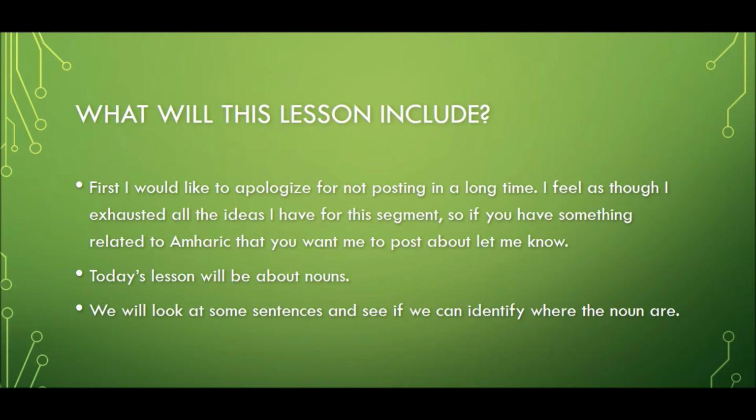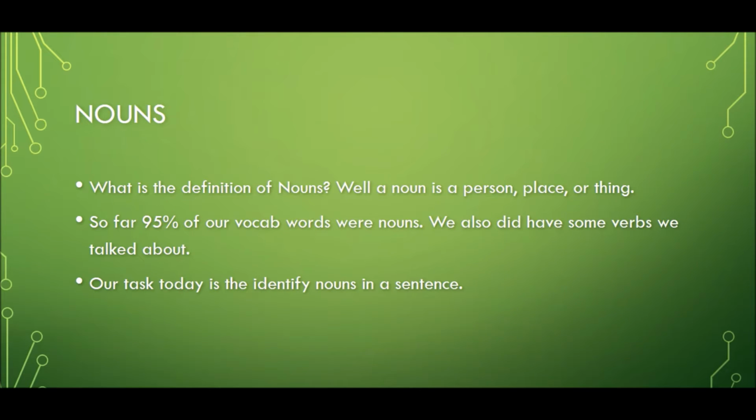So like I said before, today's lesson is going to be about nouns. We will be looking at some sentences. I've already talked about this, so I'm just going to skip that and get to the lesson. So first, before we try to identify what nouns are, I'm sure a lot of you know what nouns are, but for those who don't, a noun is a person, place, or thing. So far, 95% of our vocab words were nouns. We did talk about some verbs and some adjectives as well, but the majority of them were nouns. So today's task, like I mentioned before, is to identify the nouns in a sentence.